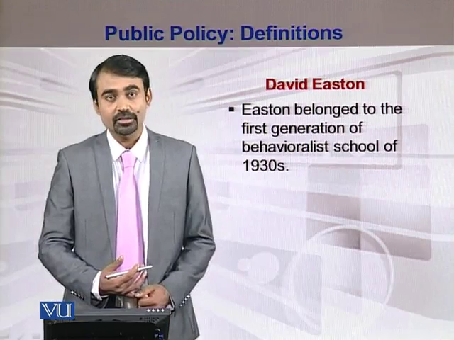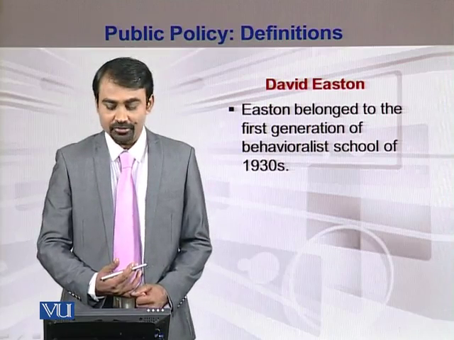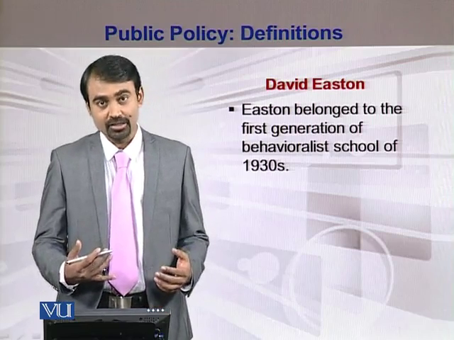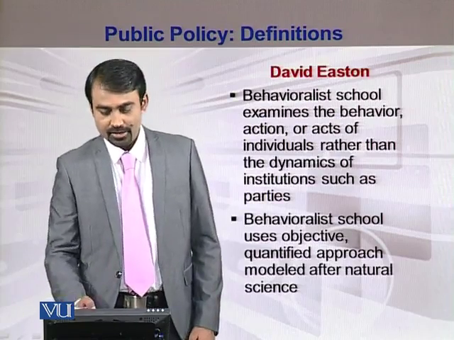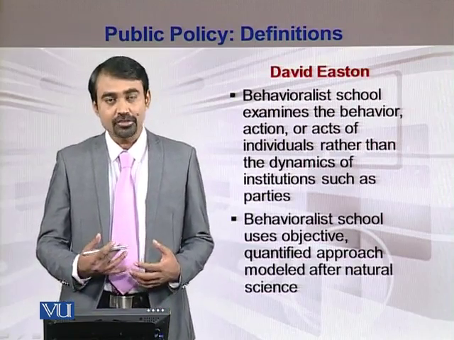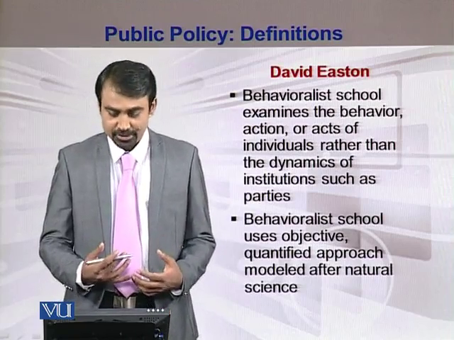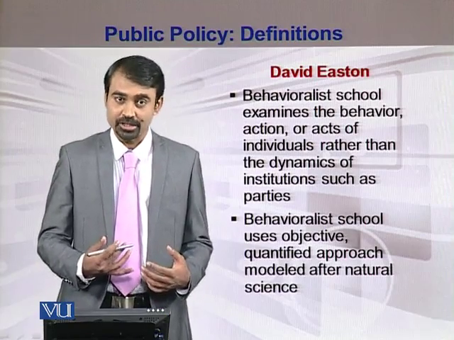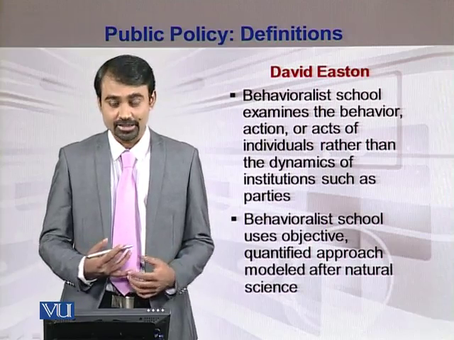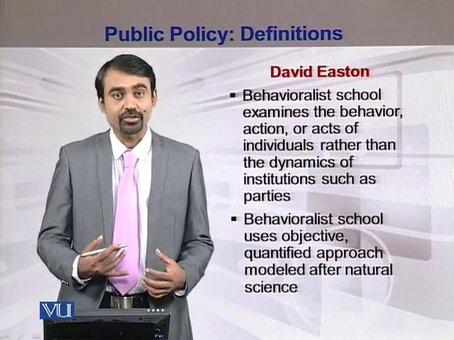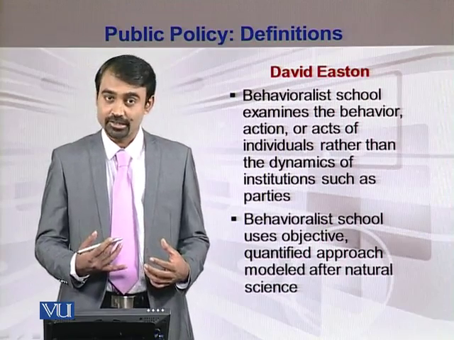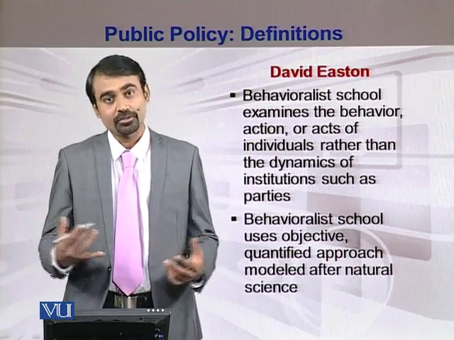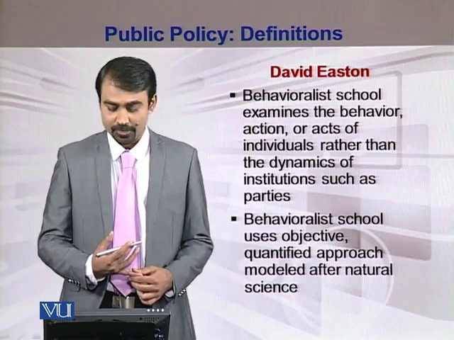Easton belonged to the first generation of behavioralist school of thought. Behavioralist school of thought emerged in America in 1930s, and the behavioralist school of thought basically examines the behavior, action, or acts of the individuals participating in politics or social activities rather than the dynamics of institutions such as legislatures, political parties, and judiciaries, or for that matter, other institutions also.